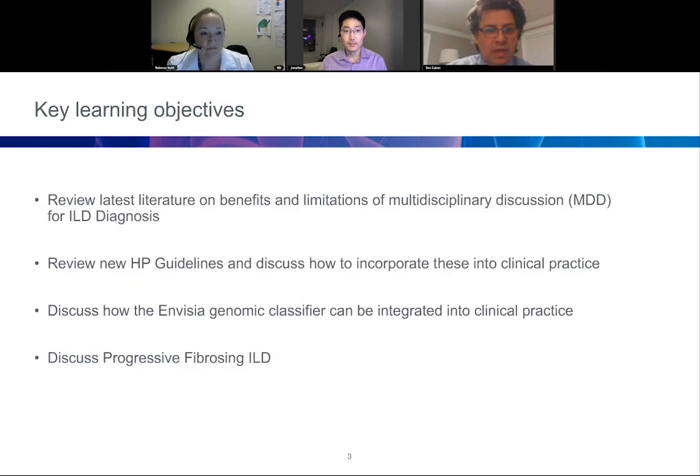Here are the learning objectives for today. We're going to look at the literature around MDD, especially as it pertains to ILD diagnosis. We'll have a special focus on HP. That's an area of interest for many. We'll talk about how the Envisia Genomic Classifier can be integrated into clinical practice and what this has to do with the concept of progressive fibrosing ILD.